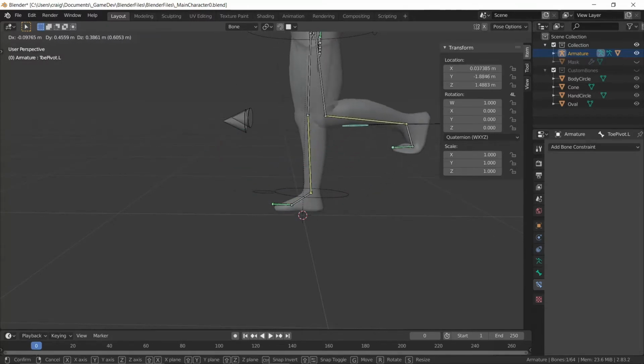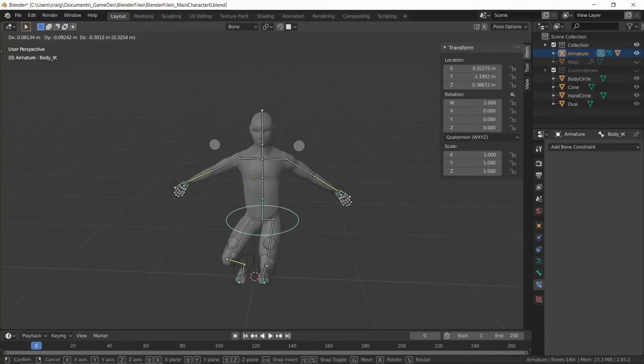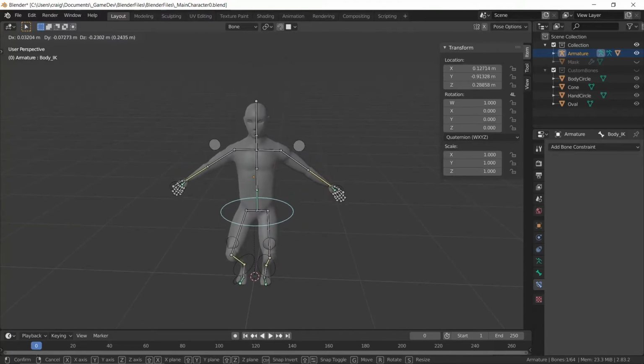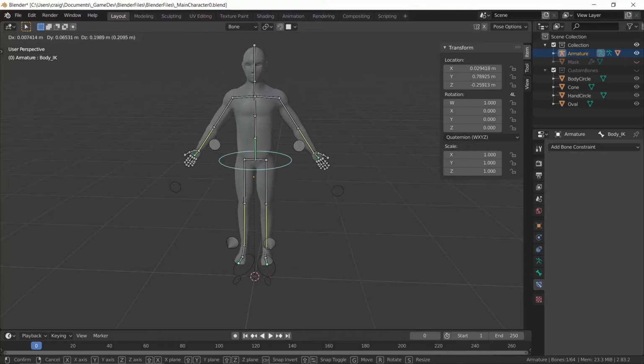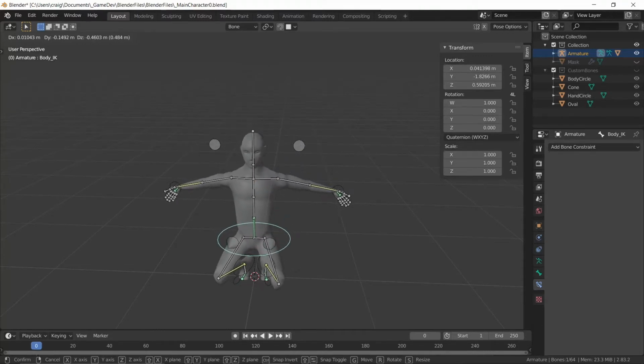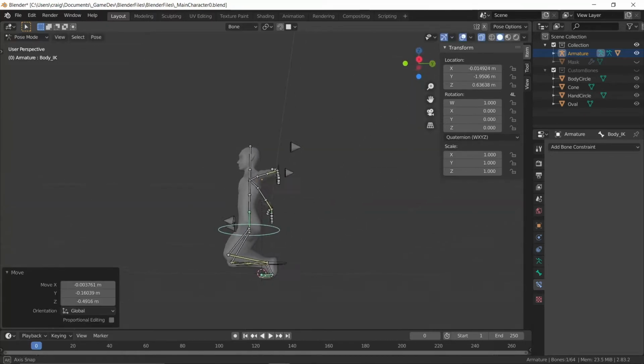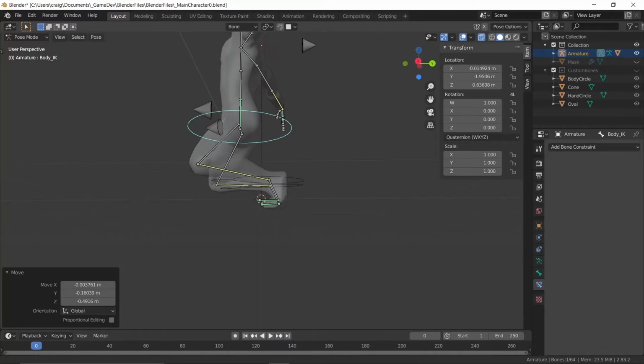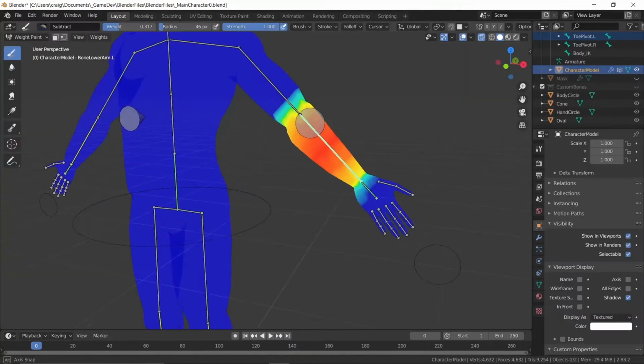For major turning points and the limbs, I added controllers to control how they move around and where they point to. This will make the process of animating far easier, since I can just change the location and rotation of the controllers, rather than having to manipulate numerous bones to get the same effect.